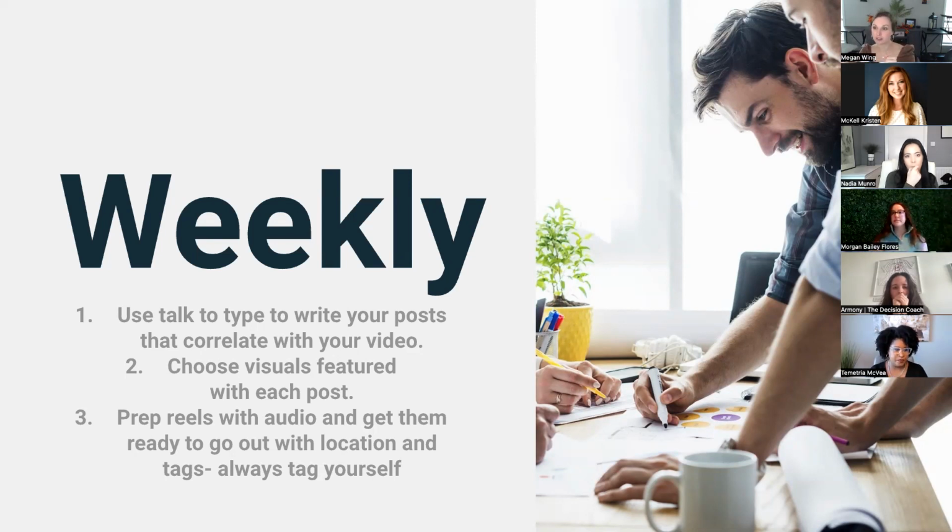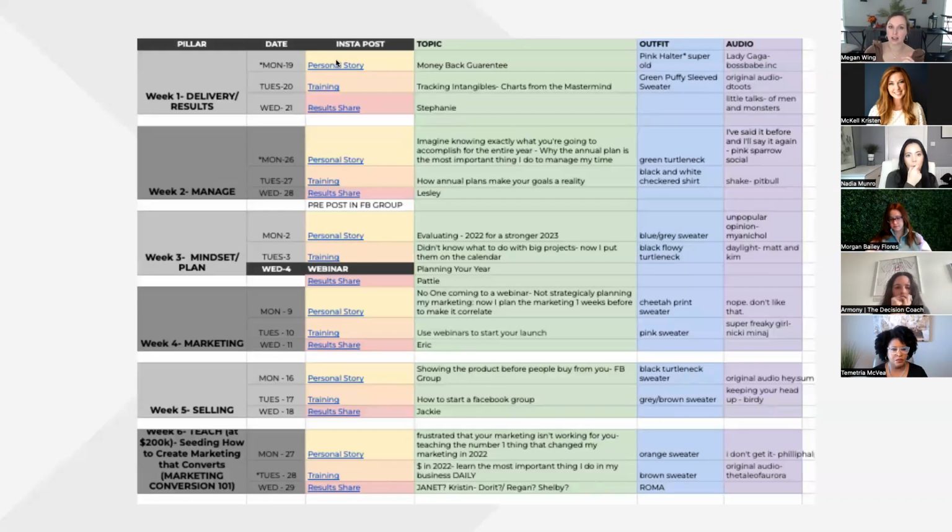But this is where I typically write out all the posts. I'm like, okay, what was this topic? I pull up my marketing calendar again, and then I go into each of the documents. As you can see here, these are all hyperlinked. Personal story is my cold. It's just called personal story. Training is for my warm, and result share is my testimonials for my hot.